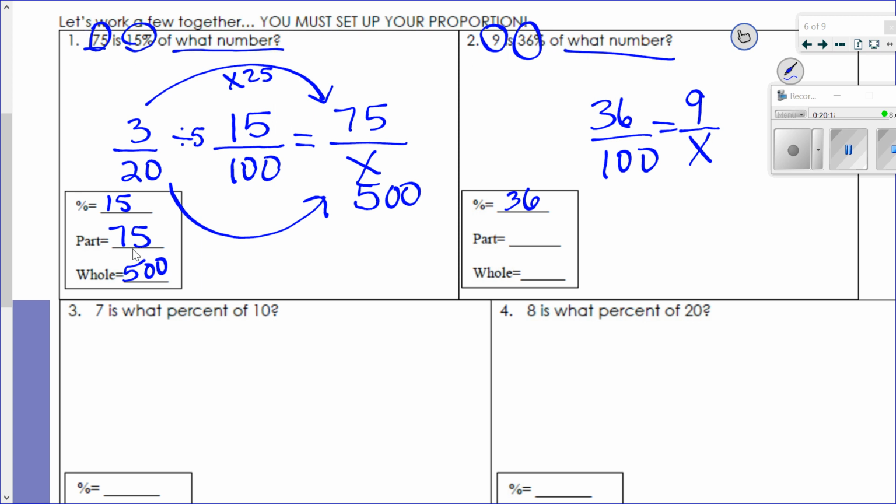Wait. How did we go from 36 to 9? Divide by 4. So 100 divided by 4 is what? 25. Good. I'm going to stop right here. Any questions so far? Any questions on setting it up? Okay.